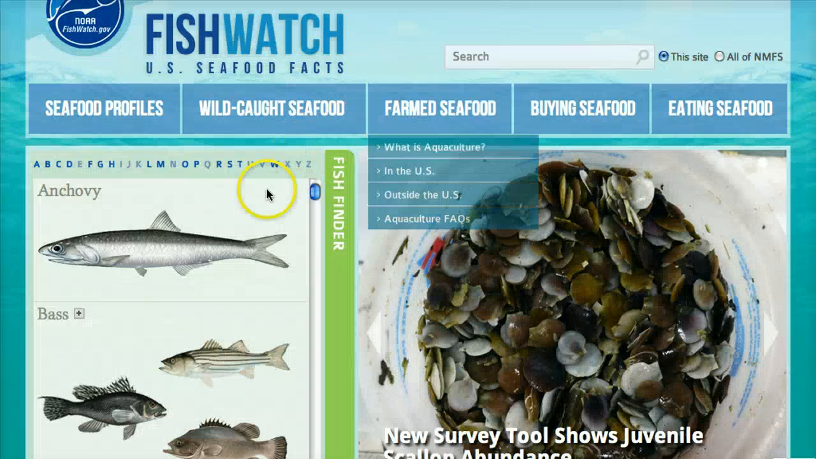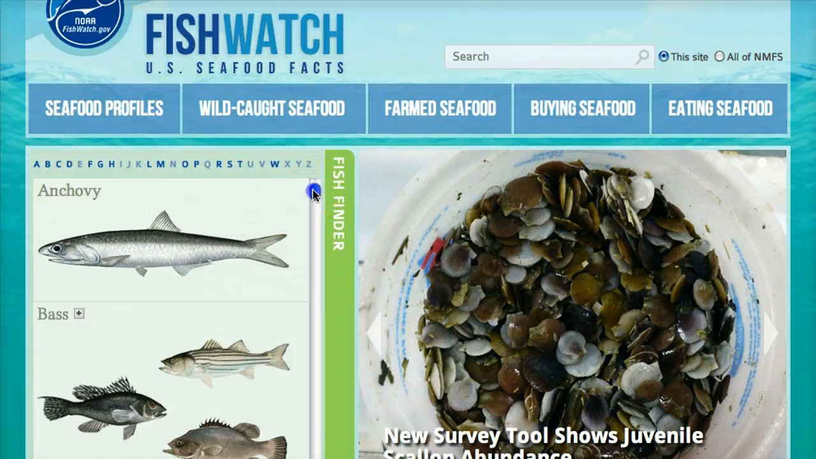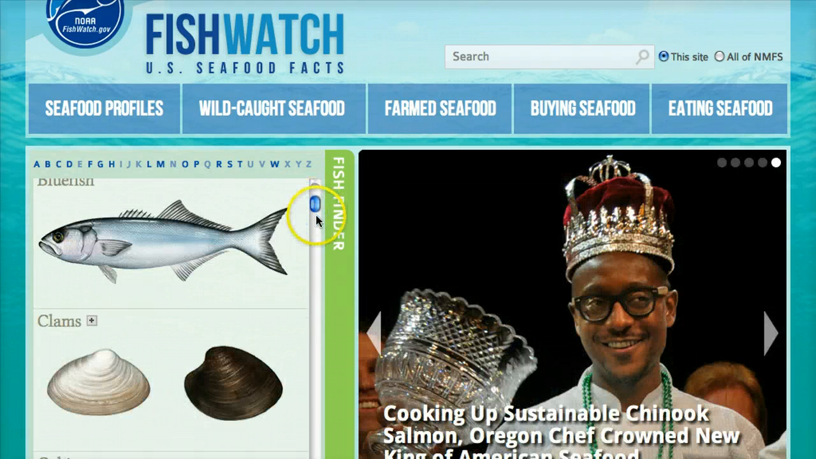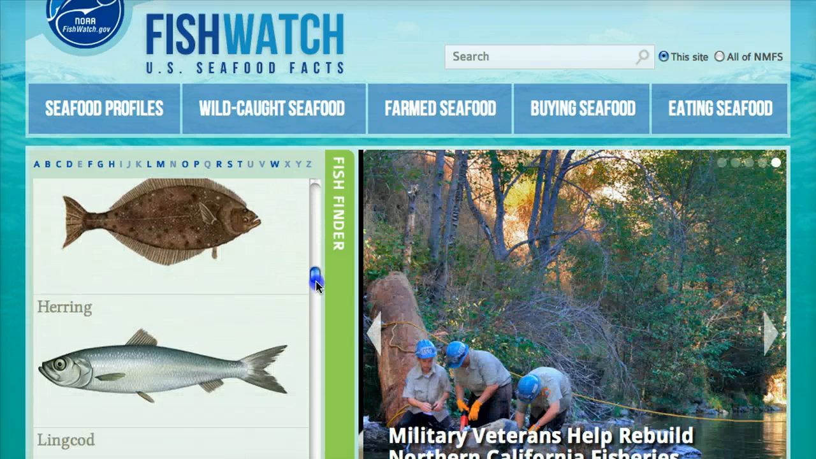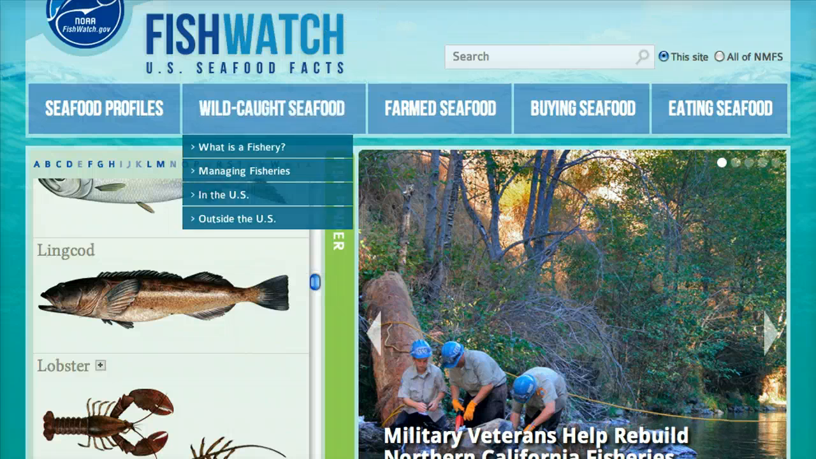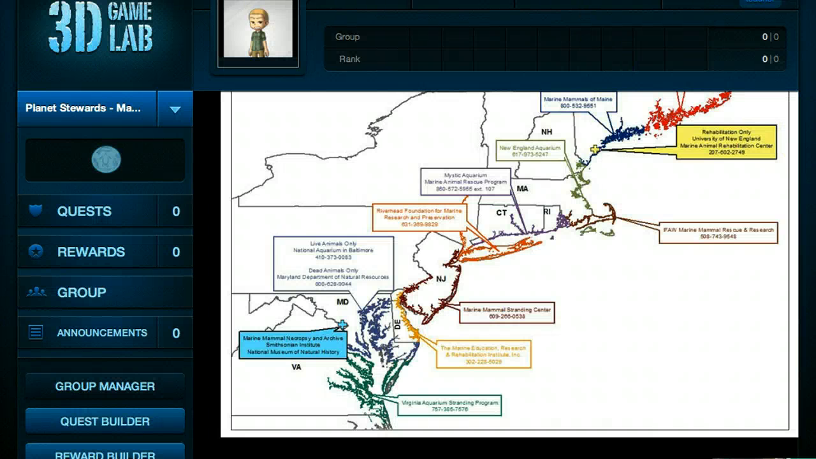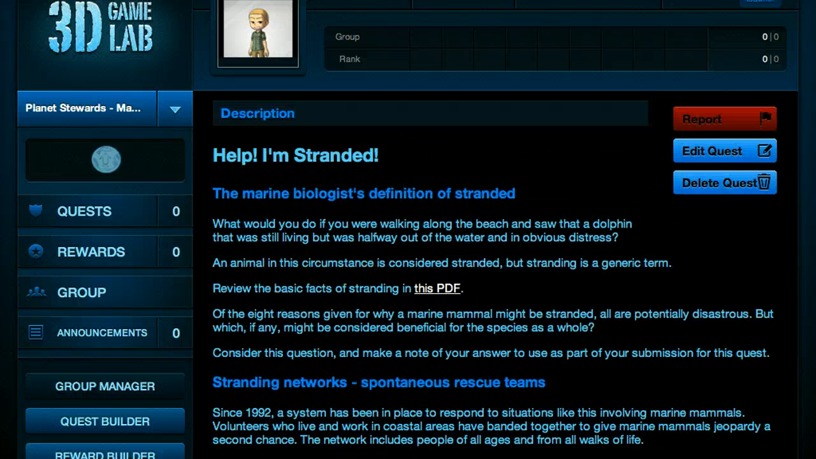Then we send them to the Fish Watch page, and we have them create their own dichotomous key, basically by looking at features of fish as illustrated on this page. And here's one more quest we'll look at quickly.